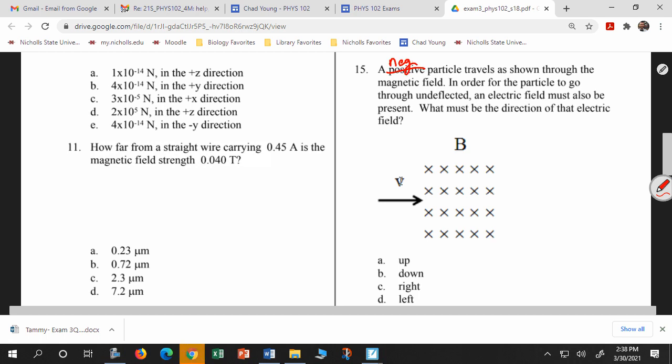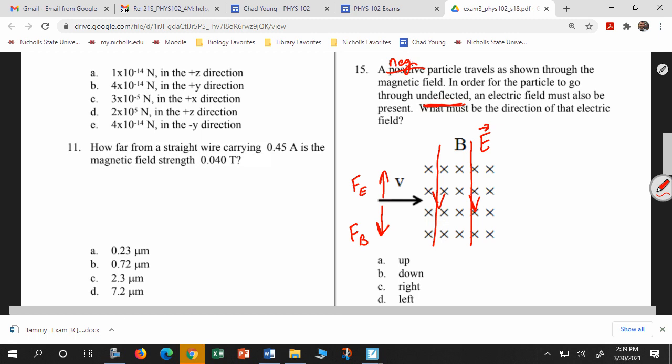Okay, so we're going to do it a little bit differently here. First thing I want to do is figure out the direction of the magnetic force. So I let my finger go in the direction of V. Magnetic field is into the page. That means that the force would be up if this was a positive particle. But it's not. It's a negative particle. So the magnetic force is down. That means to go undeflected, the electric force must be up. Which means that the electric field must be down.